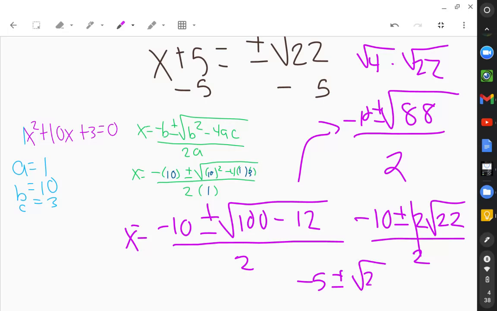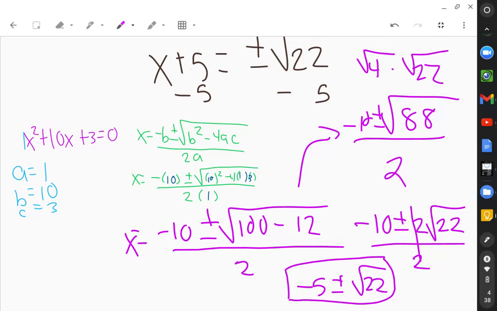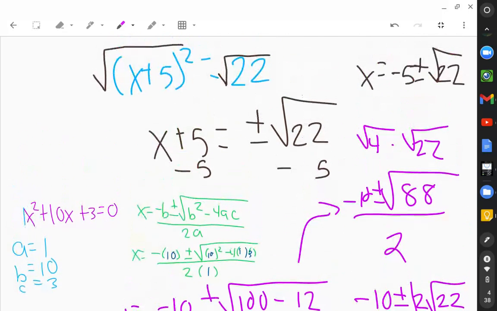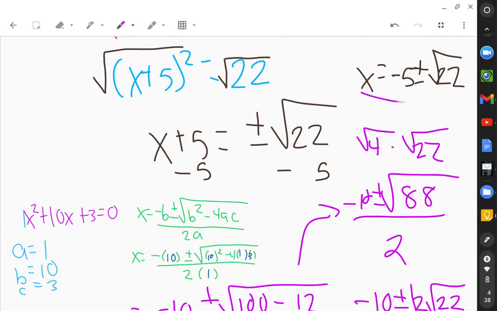And so by using completing the square and the quadratic formula, we should be able to get the same answers. That's what I got here by using the quadratic formula and by completing the square. We got this value here of x is equal to negative 5 plus or minus radical 22.